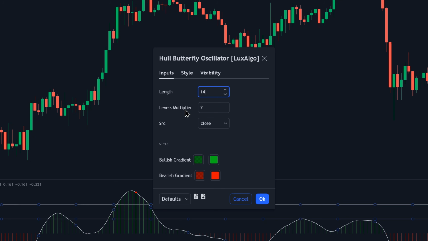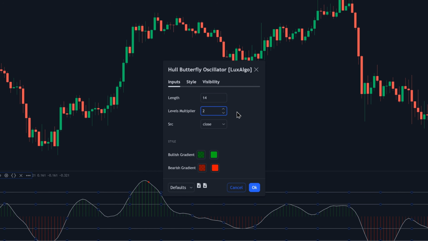The levels multiplier adjusts the distance of the overbought and oversold levels from the zero line, allowing for customization based on price volatility. For me, I'm going to stick with 2. And then we have the source. This specifies the price data source that is going to be used in calculating the Hull moving average and by extension the Hull Butterfly Oscillator. We're going to leave this with close selected.